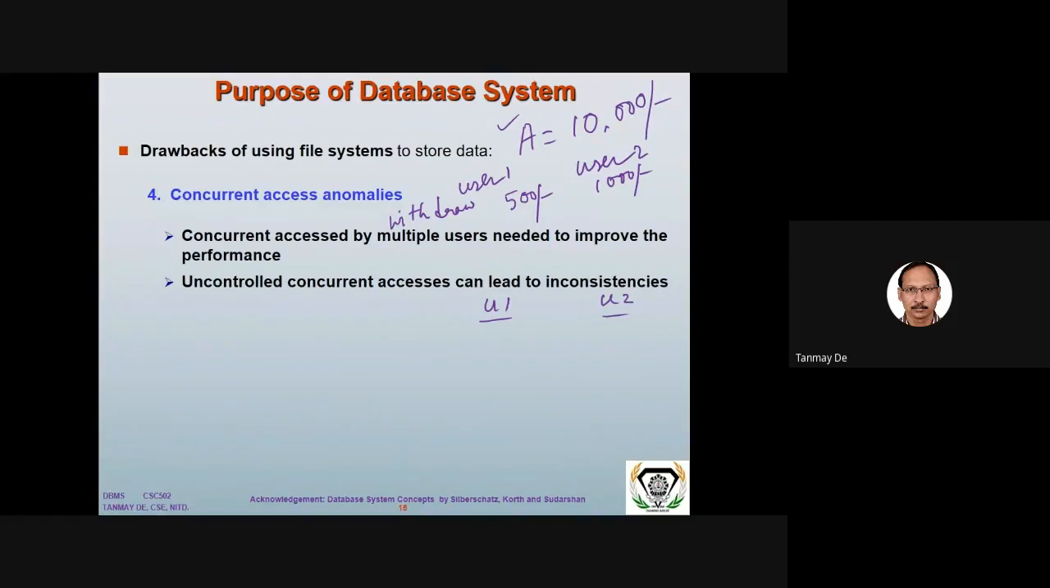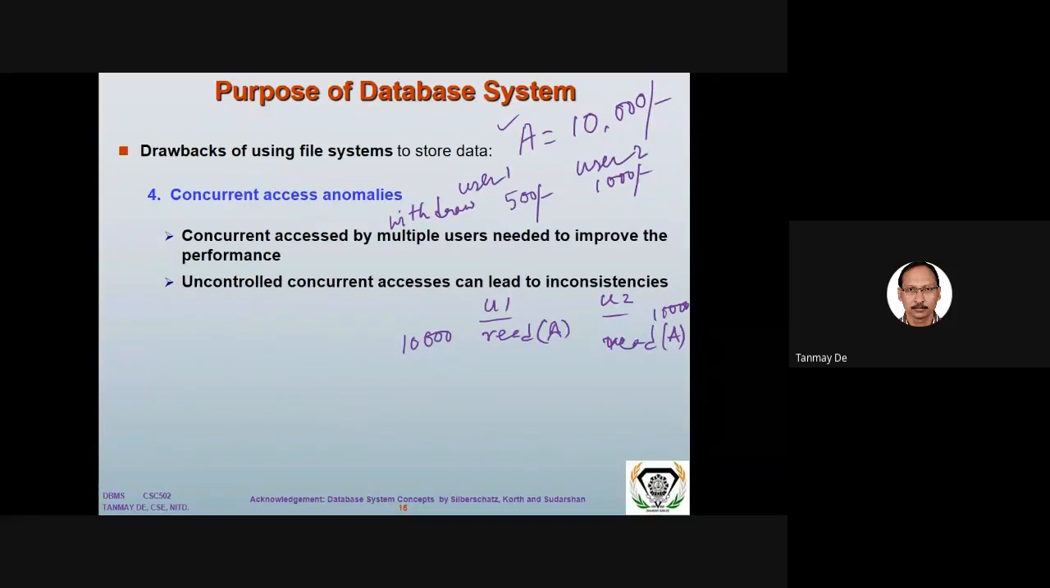Suppose U1 generates a read statement, reading the value of the account, that is the balance amount. And at that time, though the system is sequential, user two also reads account A. So what value do user 1 and user 2 read? Please tell me, anyone? 10,000. Here also it reads 10,000. Both users read the 10,000 value.